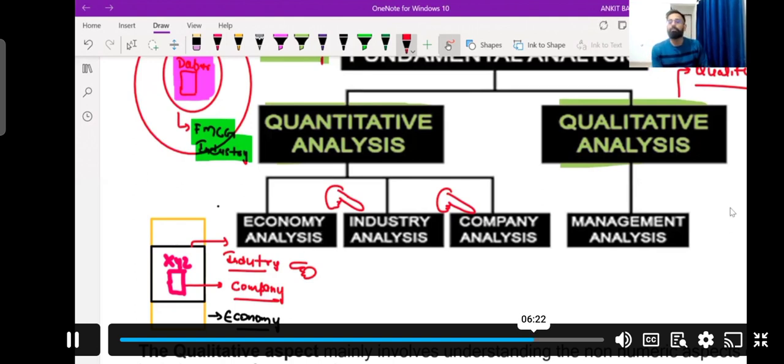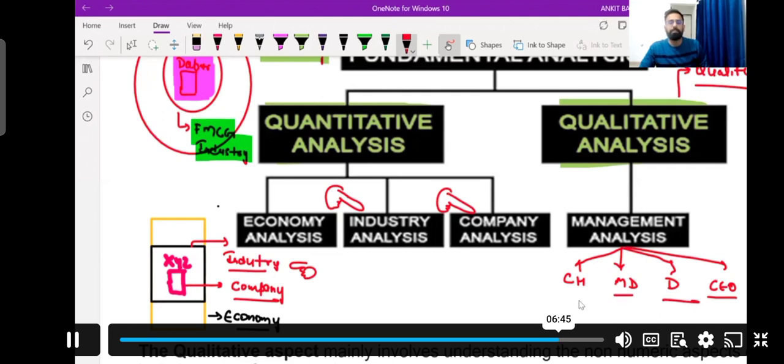Now if I talk about qualitative analysis, it is generally also known as management analysis. Just let me know, who runs the company? Definitely the company is run by people. And who are the managing bodies of those companies? You will say the chairman, the managing director, the directors, the CEO, the CFO. These are the managing bodies of any organization.